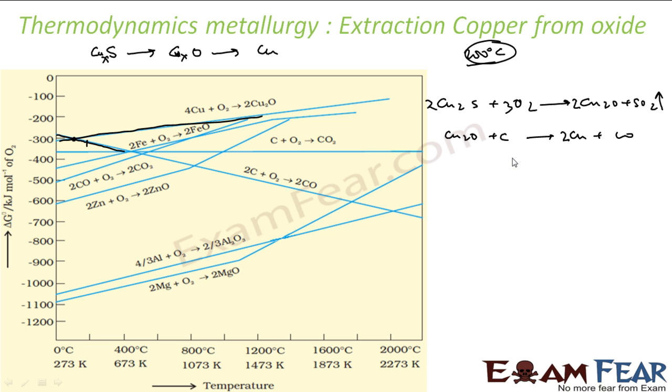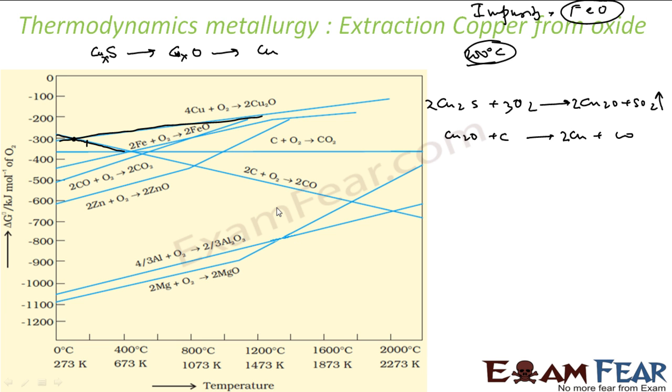Now, typically this copper ore will have an impurity, and this impurity is iron oxide. We have seen in iron ores that the impurity was silicon oxide, right? But in the case of copper, the impurity is iron oxide, and you have to remove it.